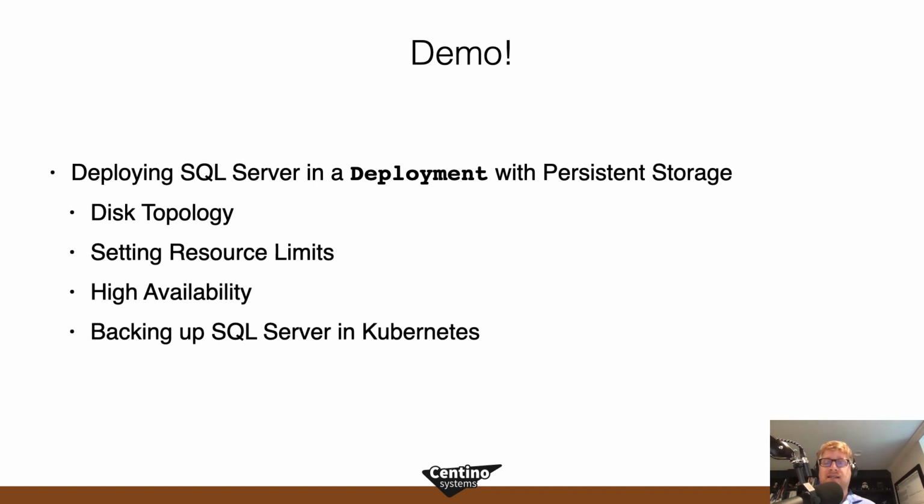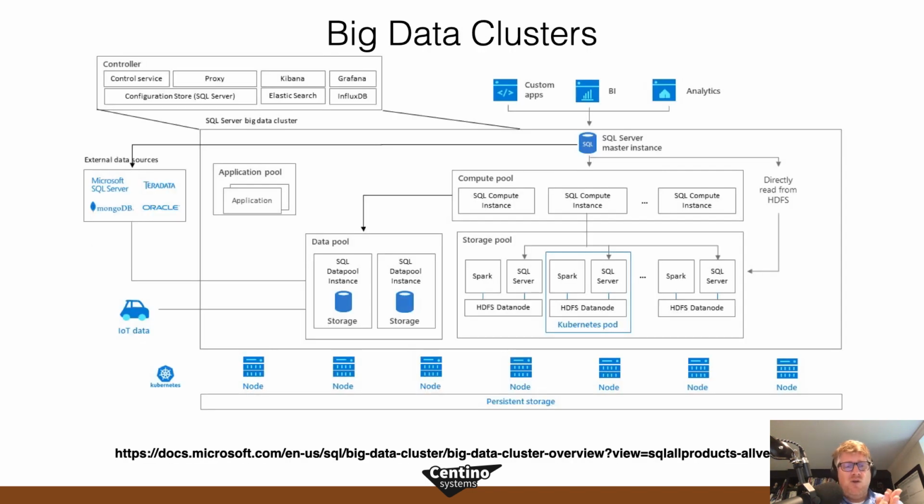So that's really a lot of demos to walk through things like deploying SQL Server with persistent storage, disk topology configurations, setting resource limits, HA, and also backing up SQL Server. Why are we doing all of this stuff? Well, when I got involved with Kubernetes, I saw this architecture being presented. I'm like, man, that's complicated. What's going on there? But one of the core values behind Kubernetes is being able to write code to build systems. In this case, a pretty complex distributed system called a big data cluster.